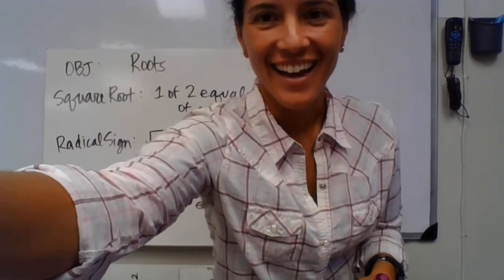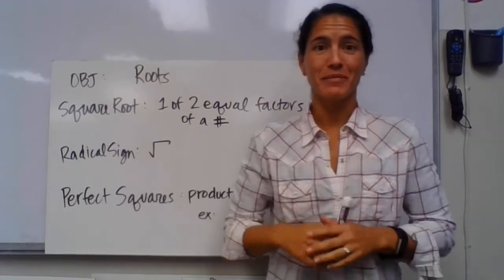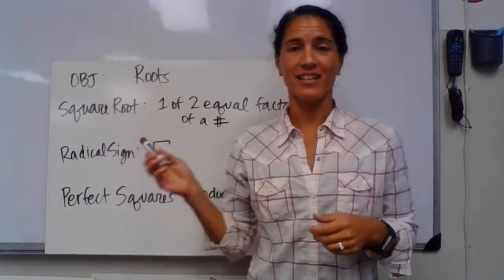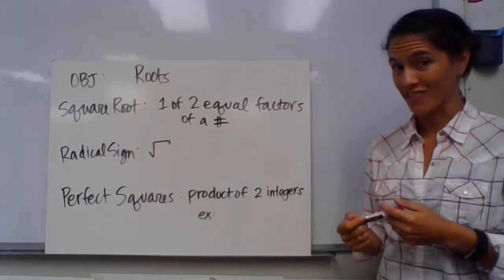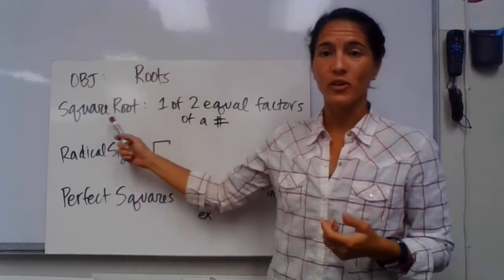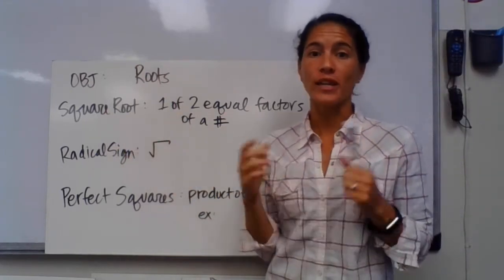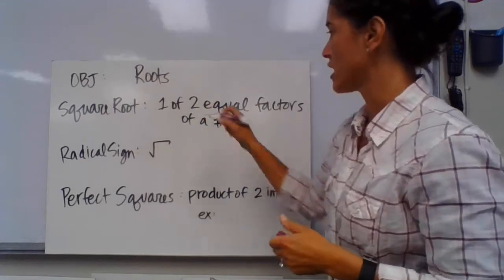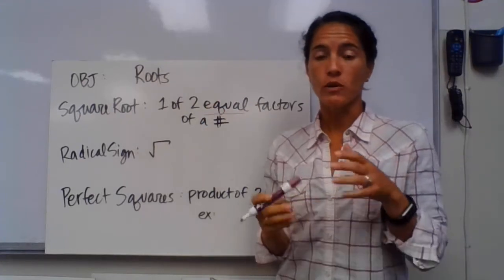Hey y'all. Today's objective is roots. We're going to be talking about square roots, and so hopefully you have your outline. A square root is one of two equal factors. The important word is equal. One of two equal factors.